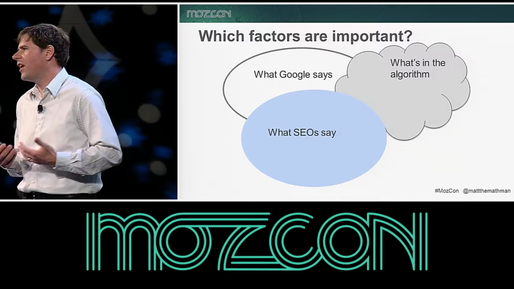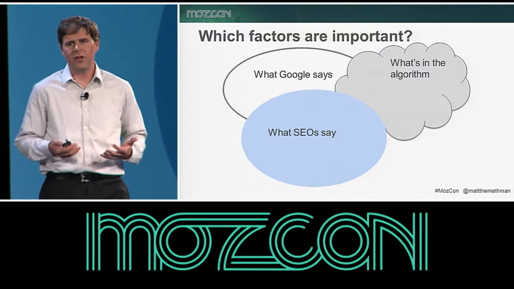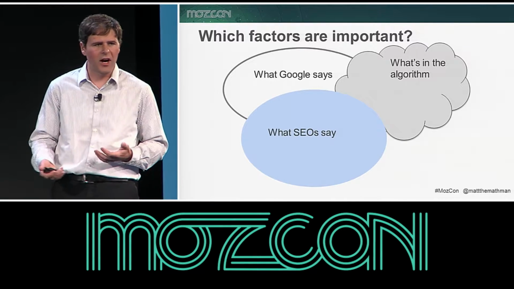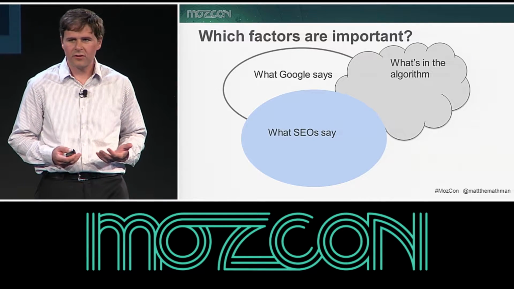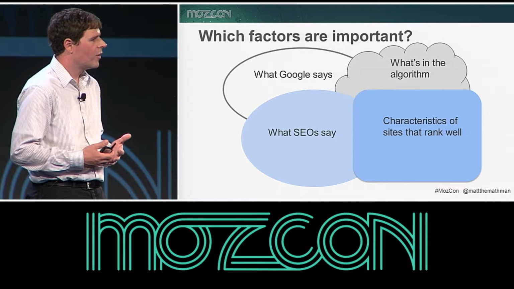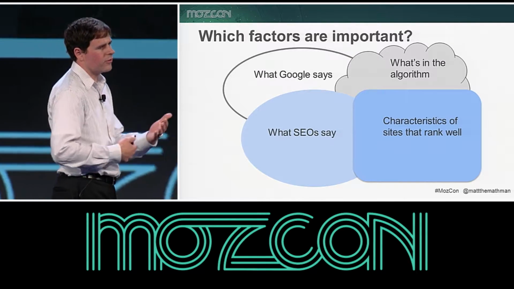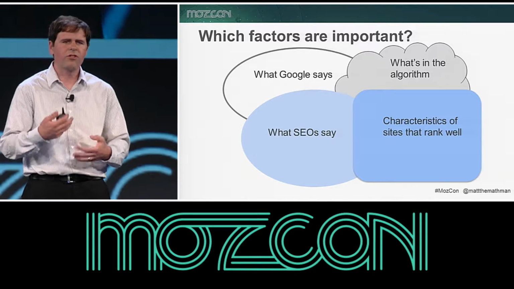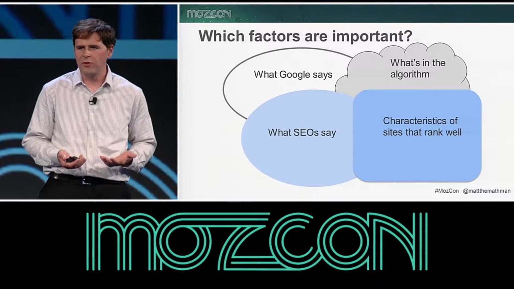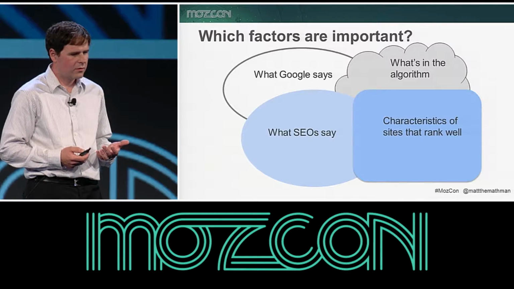We can go out and ask SEOs. We can ask all of you in the audience today who do SEO as part of your job what you think. You have a great body of knowledge that you've built up over time as you do your job about what works and what doesn't. And then we can actually go out and look at characteristics of sites that rank well. We can run some correlation studies, and we can determine what are the characteristics of sites that are associated with ranking higher or lower. And in this talk today, I'm going to focus on these bottom two things, what SEOs say and the characteristics of sites that rank well.